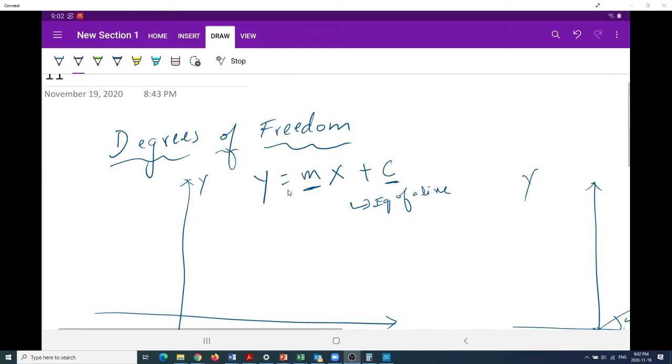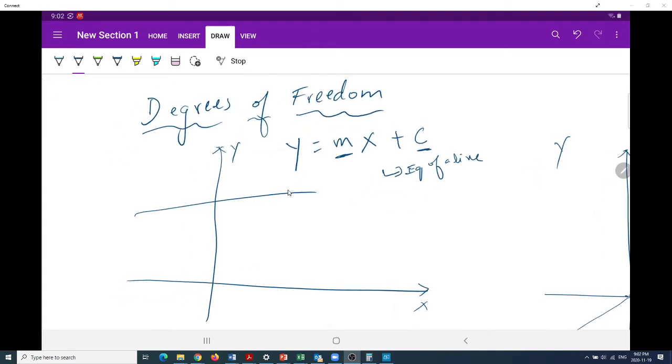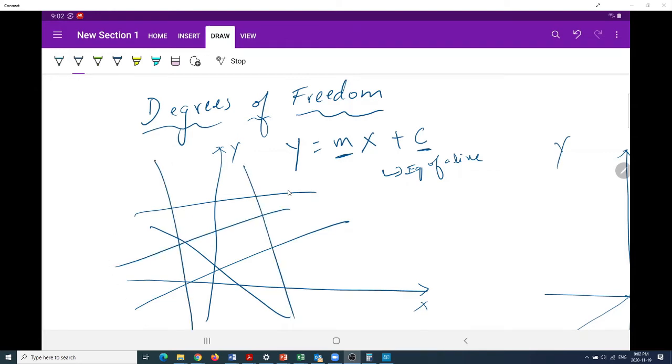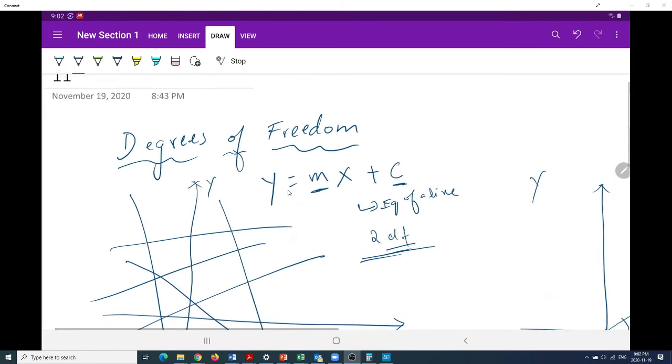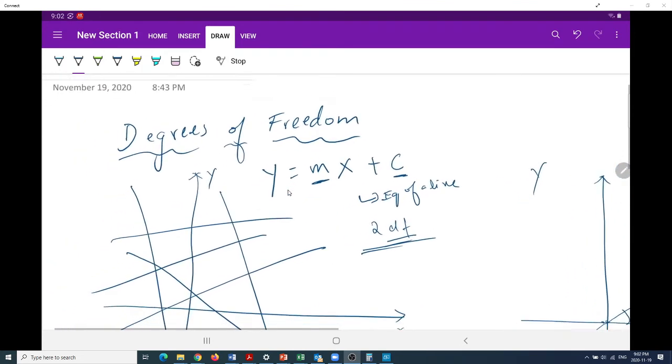When it comes to y is equal to mx plus c, there are two possible values which you can vary, which is m and c over here. So this leads to any kind of line. As long as it's a line, you could draw any possible line by varying different parameters of m and c, and still there are infinite possibilities, and you could keep varying m and c, and this has 2 degrees of freedom.